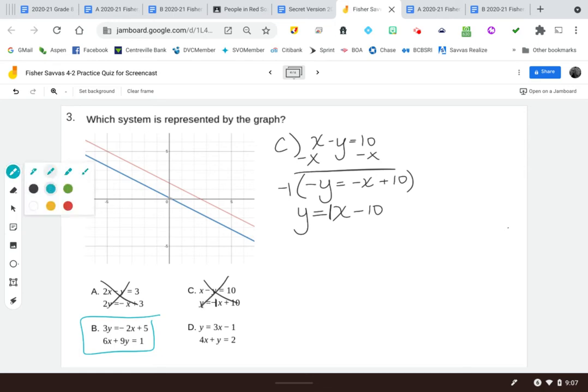All right, and again, we're just checking, so let's do D as well to make sure. In D, the first equation is already set up nicely for us in slope-intercept form.